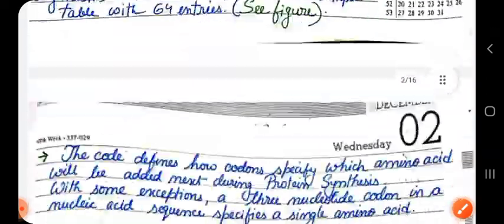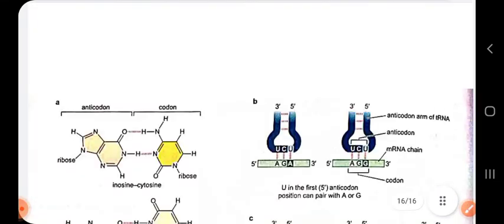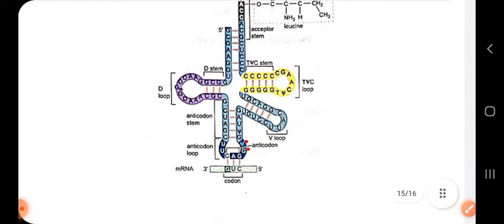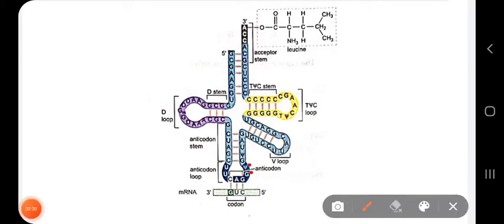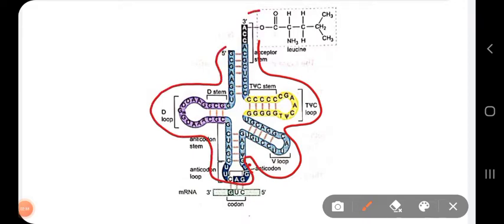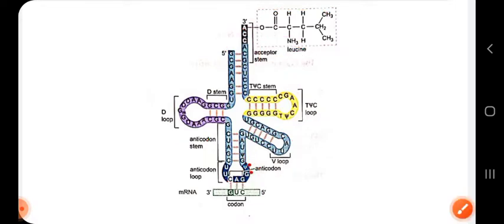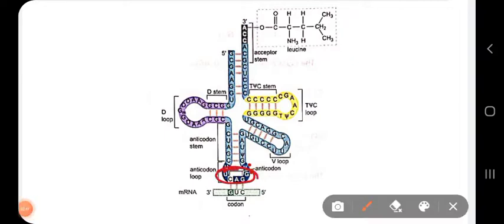So it simply means that, as given in the figure, this is your tRNA, which is carrying a specific amino acid. Here it is carrying leucine, and the tRNA has an anticodon sequence. You can see right here there is an anticodon sequence. With the help of the anticodon sequence, it base pairs with the codons in the mRNA.